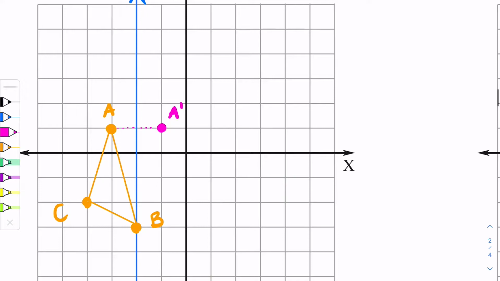Point B is on the line of reflection. So back when we first talked about reflections on the first page, if the point is on the line of reflection, then its image is also on the line of reflection. And point C is 2 units to the left, so we're going to go 2 units to the right and plot C prime.